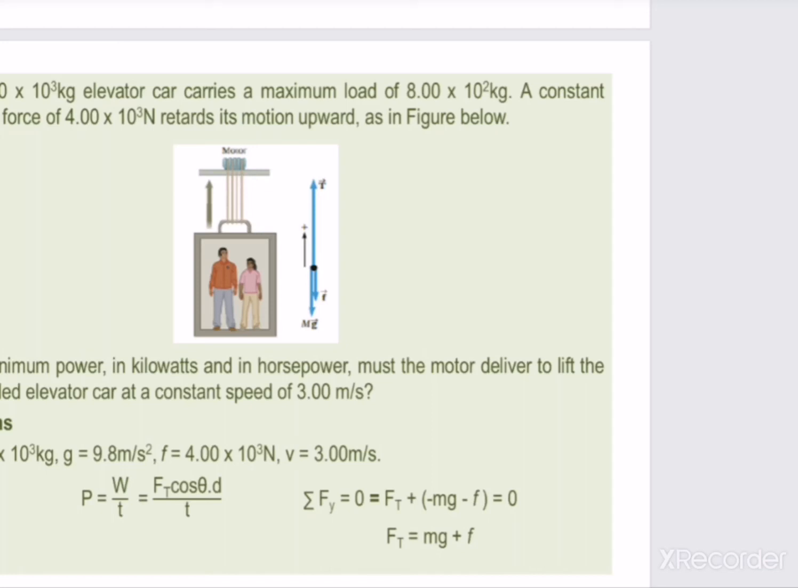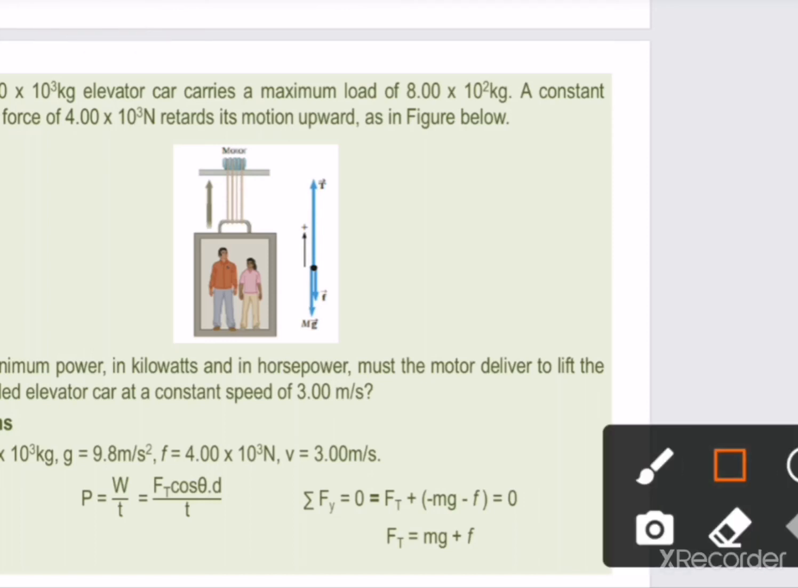Okay, so now what we need to do is get the value of our force and then, of course, multiply that by the speed, right? So to get the value of our force, we're going to have to apply this equation here. The total sum of all forces in the y direction must be equal to 0.